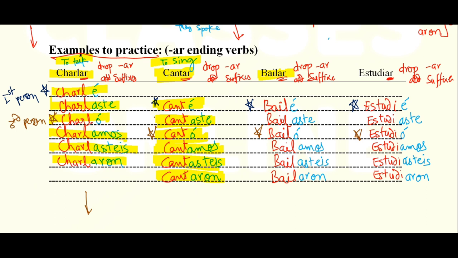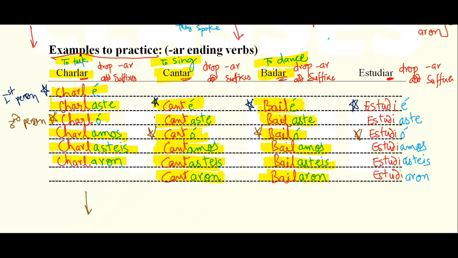Third verb is bailar, AR ending verb. Bailar, to dance. Conjugations are bailé, bailaste, bailó, bailamos, bailasteis, bailaron.